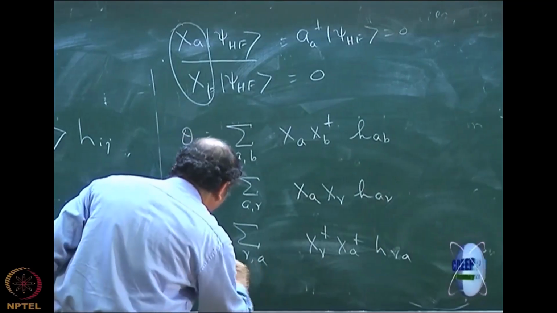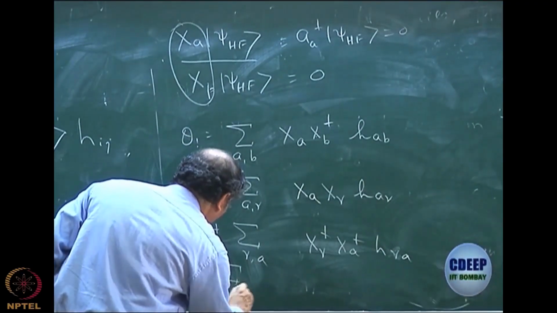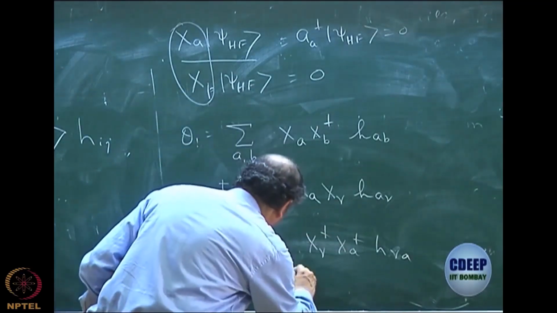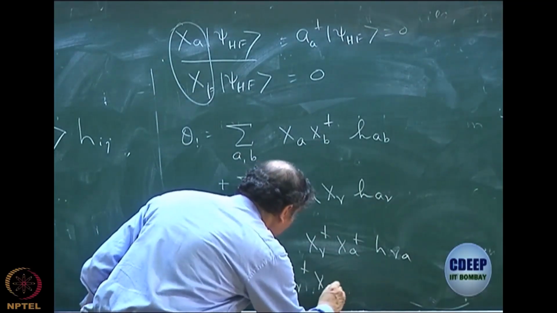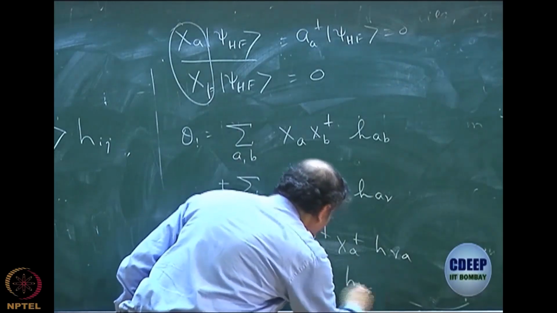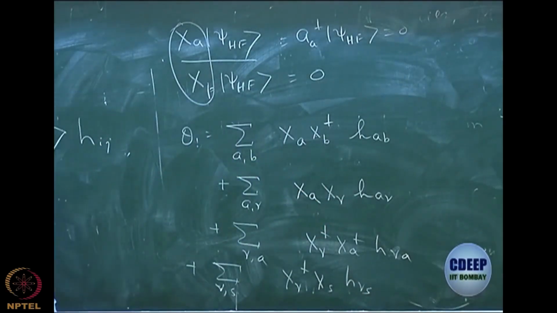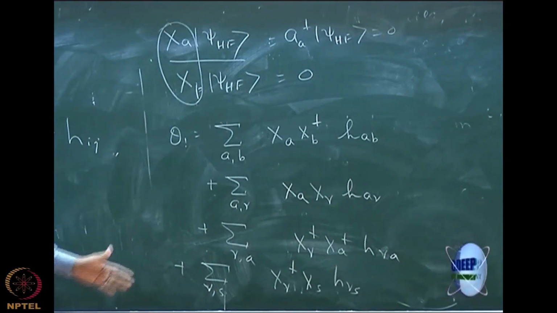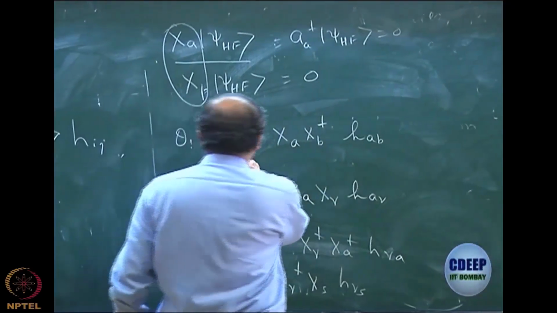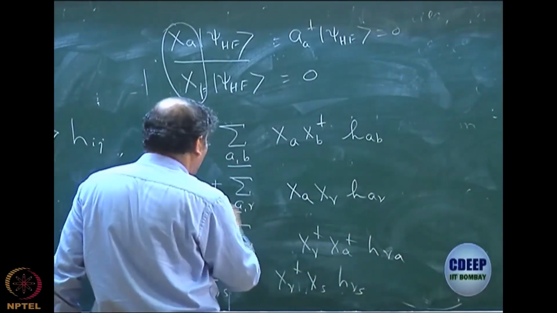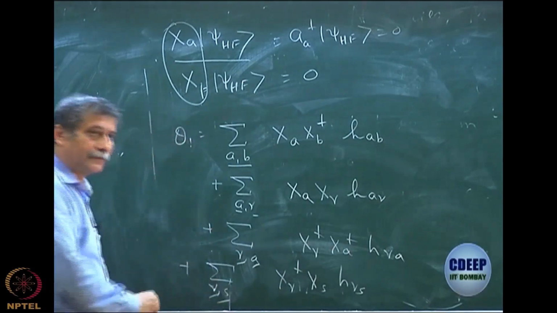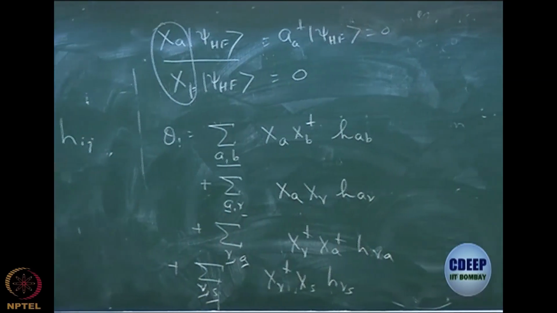Plus RS, all particles. All particles, what will happen? Again AI dagger AJ. So this will remain exactly as it is, XR dagger XS, HRS. So the same operator I can define in terms of hole creation, particle creation by taking I and J both whole, I a particle and J whole, I whole and J a particle, both of them particle. 4 subsets, and I should be able to write.